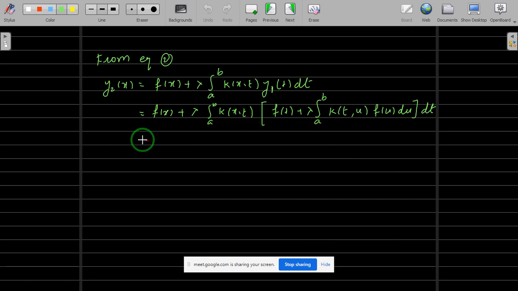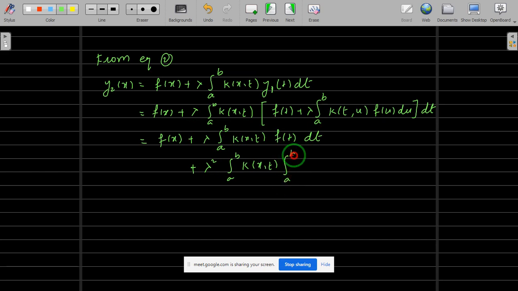Now you open the brackets over here for this integral, split the integral, and check what you will get. f(x) plus lambda integral a to b k(x,t), when you open the bracket, it is f(t) dt, plus this lambda into lambda square, integral a to b k(x,t), then this integral a to b k(t,u) f(u) du, then this dt, right?